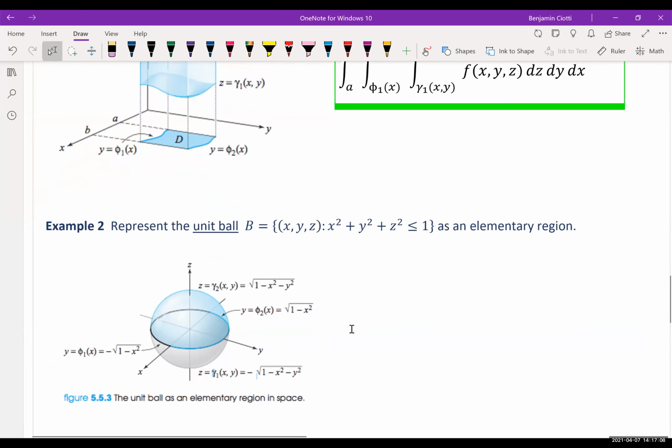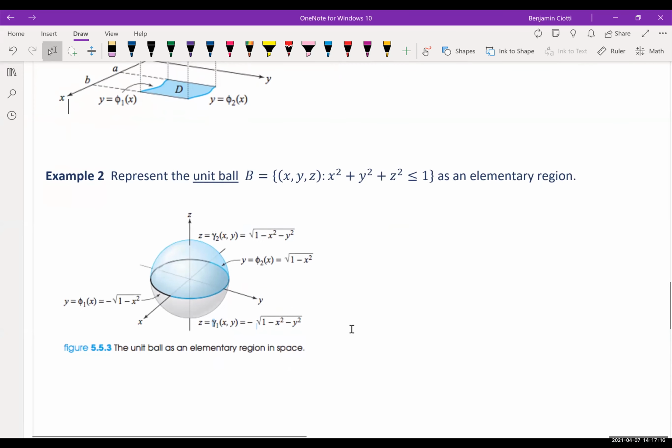So let's do an example where we express the unit ball as an elementary region. This is a very important example, by the way, because obviously the unit ball is a very important standard shape. So let's take the unit ball, which is the set of points in space satisfying this equation: x squared plus y squared plus z squared is less than or equal to 1.